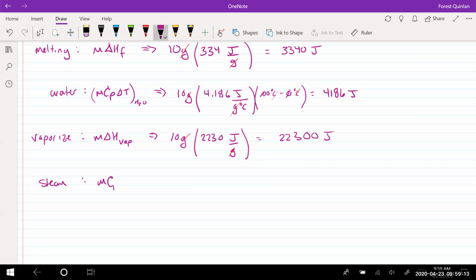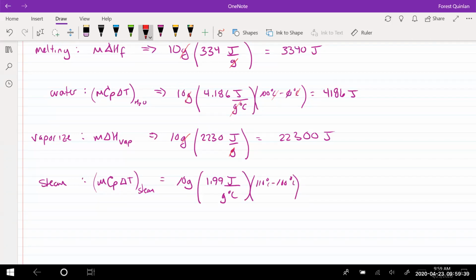And finally, for the steam, we have the MCP delta T for steam. And that is 10 grams times, what is that, 1.99 joules per gram degrees Celsius. And we're going to 110 minus the 100 degrees Celsius. Those will go away. Grams will go away. And so we get 100 times that is equal to 199 joules.